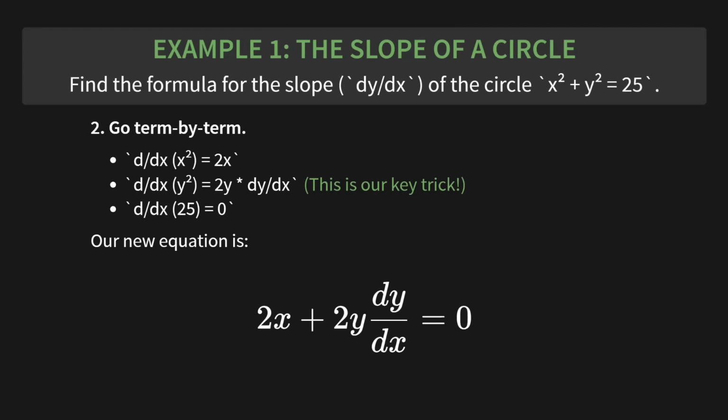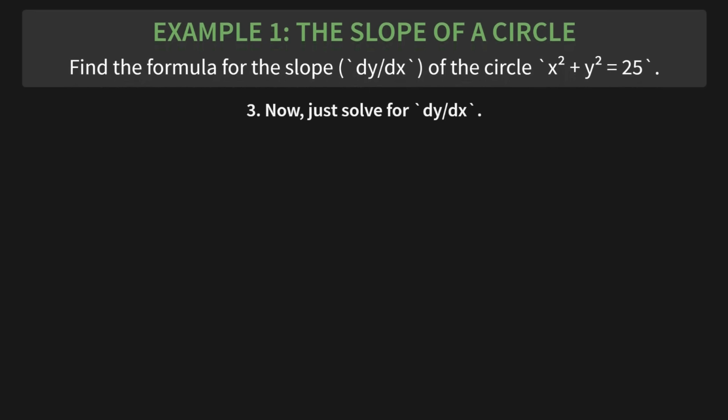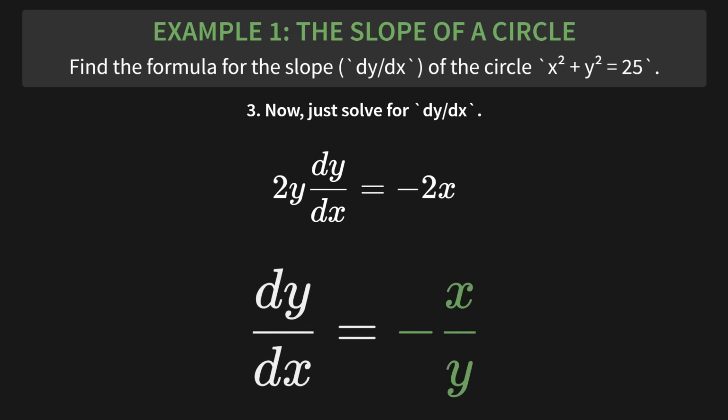Okay, last part, step 3. Now we just solve for dy/dx. We subtract 2x from both sides to get 2y dy over dx equals negative 2x. Then we just divide by 2y, and we get dy by dx equals negative x over y. This is our answer. But does it work?